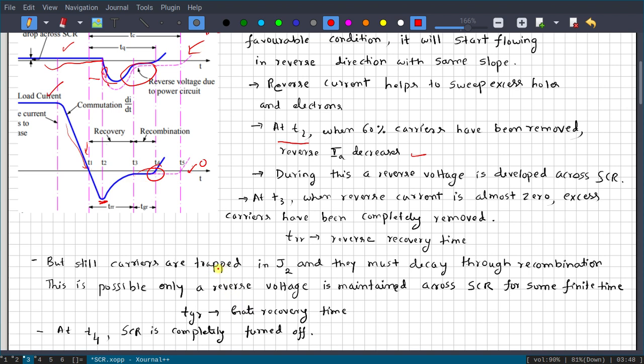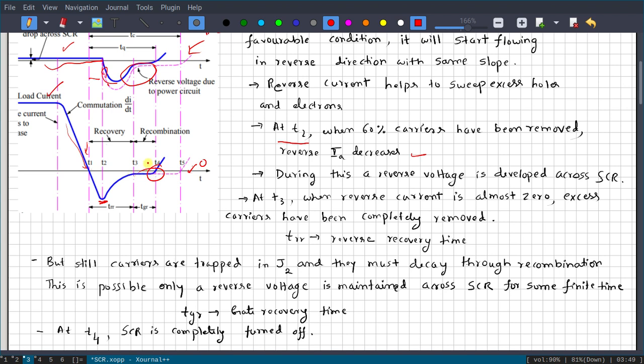So the total turn off will have two intervals. One interval is T1 to T3. What happens there? The anode current comes below holding and the excess carrier charges in J1 and J3 are removed. The next duration is T3 to T4. Here, whatever current is trapped in the inner junction J2 will decay through recombination. Finally at T equal to T4, we can declare that the SCR is turned off. So now the SCR is completely turned off.